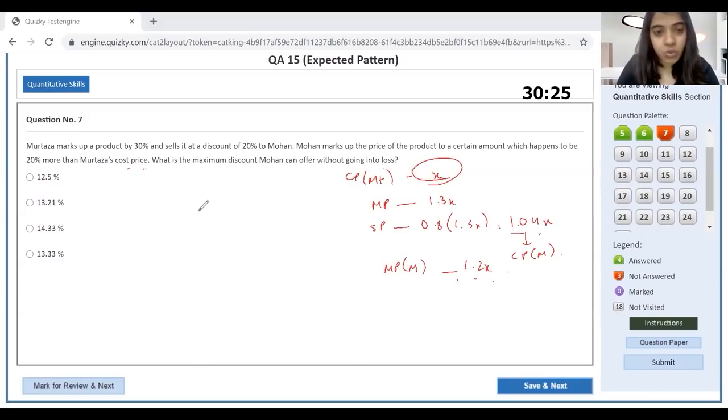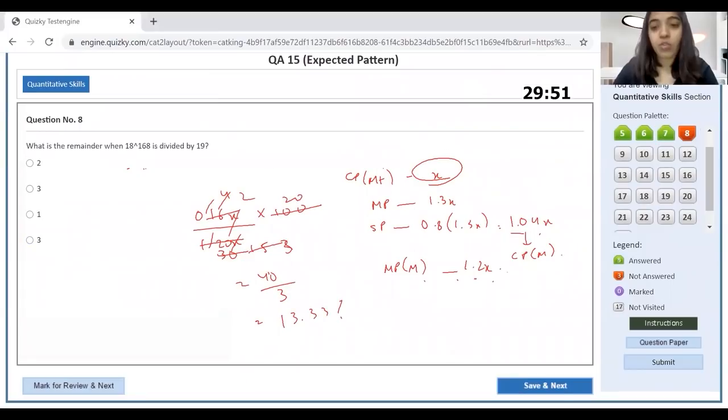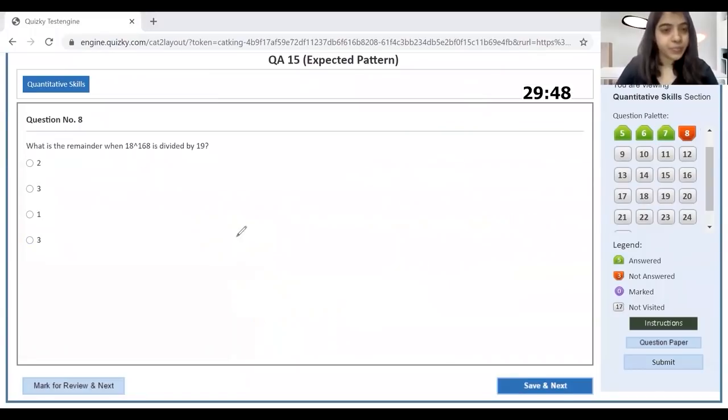So what is the maximum discount he can offer? 1.2 minus 1.04 is 0.16x upon the marked price, 1.2x into 100. This is 120, 4s are 16, 30, 2, 15, 5 threes are 15, 5 twos are 10, 40 by 3, which is 13.33%. This is the maximum discount he can offer without himself going into a loss.